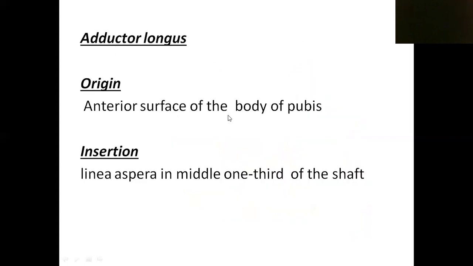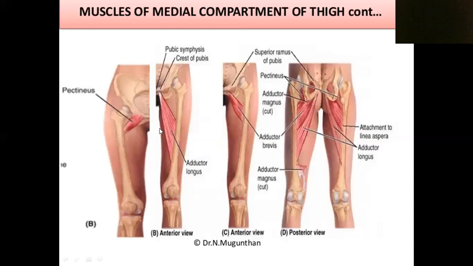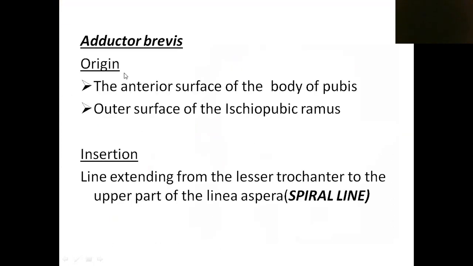Now it is clear: anterior surface of the body of the pubis, inserted to the linea aspera in the middle one third of the shaft. Now we'll see the diagram. This is the adductor longus. It rises from the body of the pubis, then runs downward and laterally and reaches the posterior aspect of the femur, where it inserts to the posterior border of the femur. So that is adductor longus.